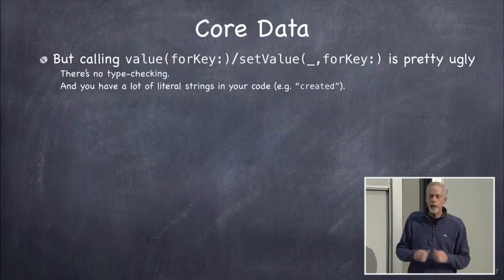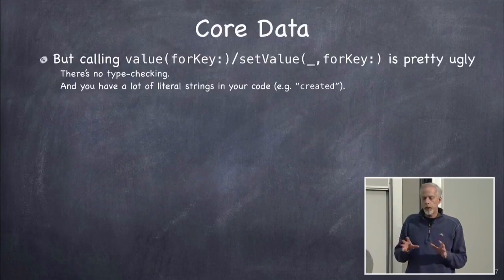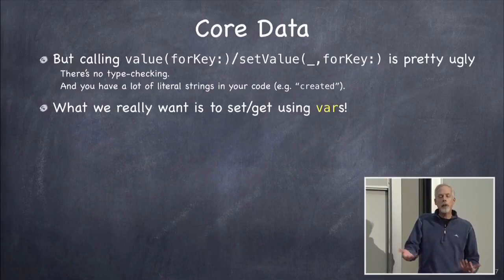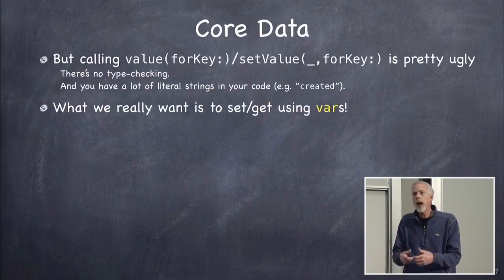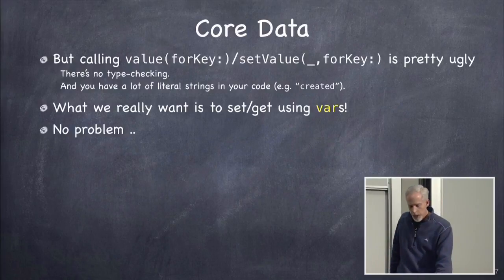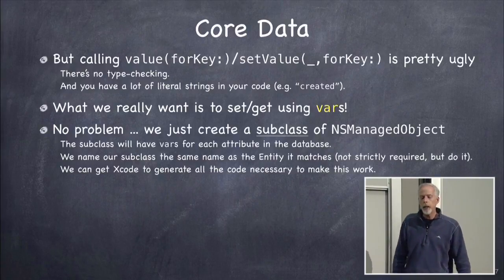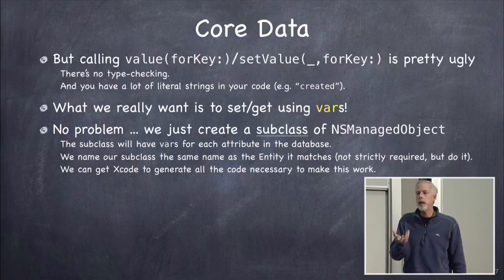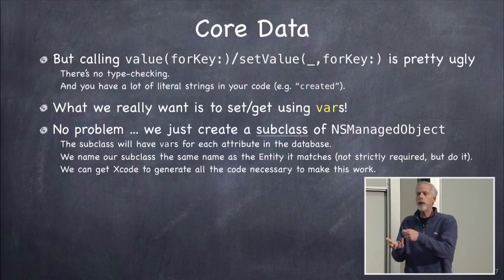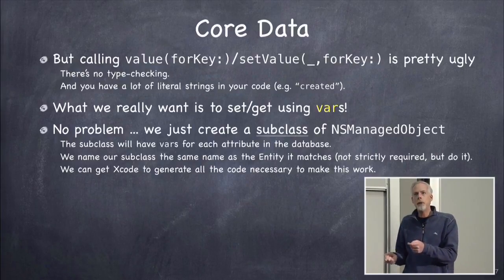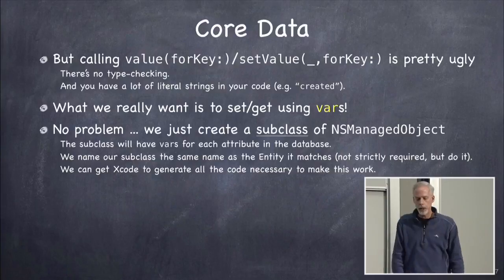Now, as I said, value for key and setValue for key are really ugly, with no type checking and literal strings in there. What we really want is to be able to set these as vars. We just want to have a var called text somewhere that we can set, and we're going to do exactly that. The way we're going to do that is create a subclass of NSManagedObject. Instead of having an NSManagedObject in the database and doing setValue and value on it, we're going to create a subclass of NSManagedObject with vars on it for all of the attributes, like text and screen name and all those things.